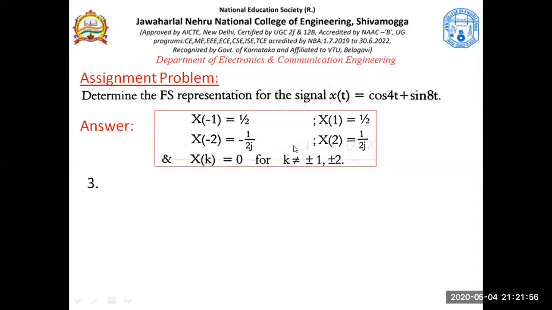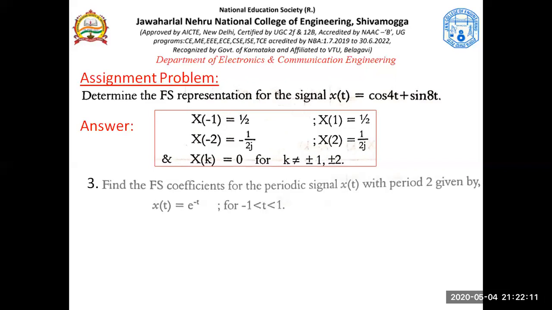Okay, this is what you need to understand by solving this problem. So everybody take this assignment. Do it in the assignment book. Fine. You can post it also when I ask you to. Okay, so let's go on with another type of problem.